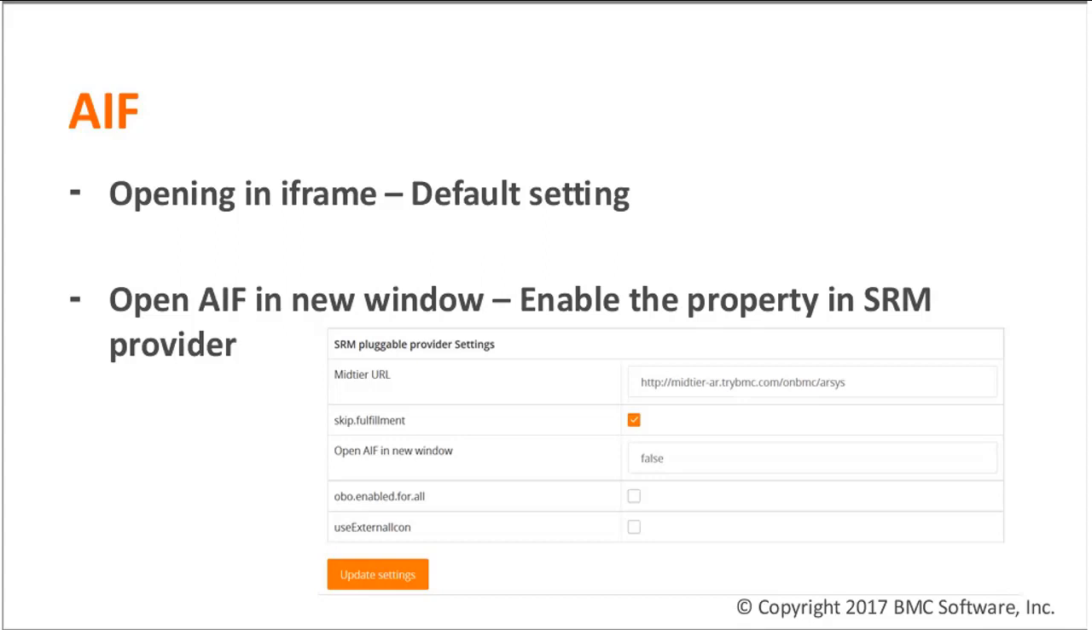We'll cover that as part of the next topic, which is AIF. We do support AIF as an SRD type in digital workplace, and what it does is it opens the mid-tier view of the AIF in digital workplace in an iframe by default, so that you are launching it within digital workplace and you can navigate through it. You can submit the request. As soon as you submit the request, it takes you back to the digital workplace.